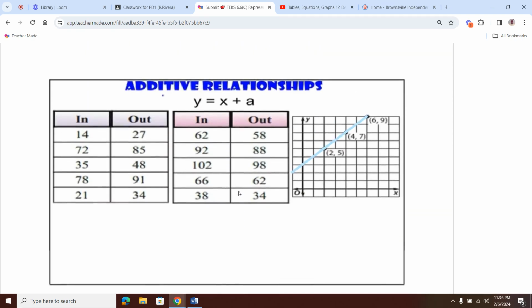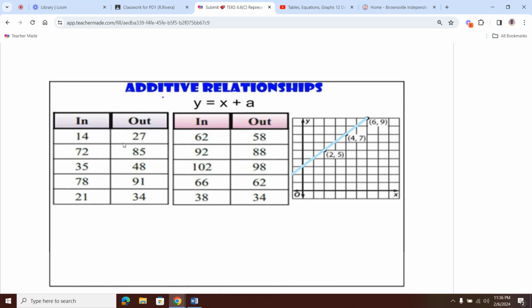Okay? This one, by the way, let me go back to this one. Now sometimes we can't figure out plus what. So what you want to do, you want to subtract these two so we can see plus what. In this case, it's plus 13. 14 plus 13 is 27. 72 plus 13 would be 85. 35 plus 13 would be 48. So this is plus, plus, plus.